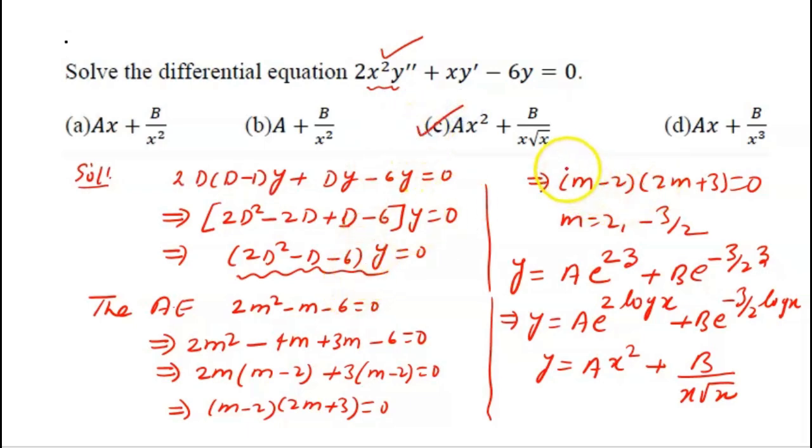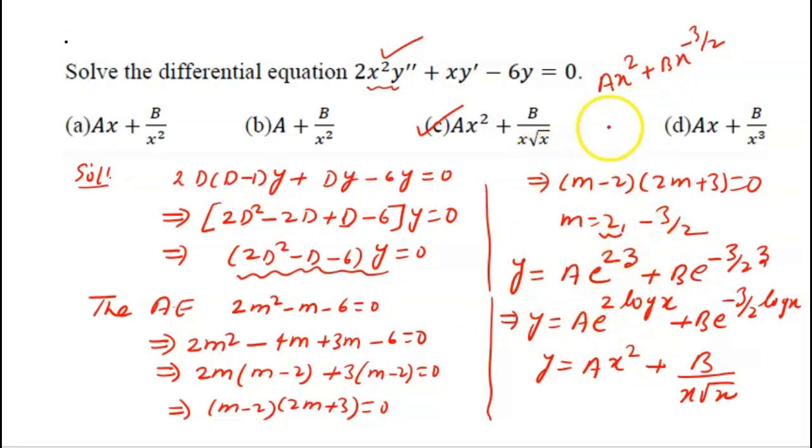See, the idea is that if you get here, you can directly write the solution also. So if the roots are like 2 and minus 3 by 2, then you can directly write the solution like A x square plus B x to the power minus 3 by 2. You don't have to write all these steps.